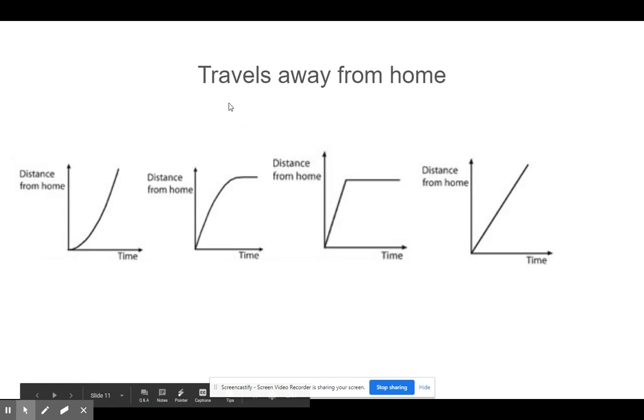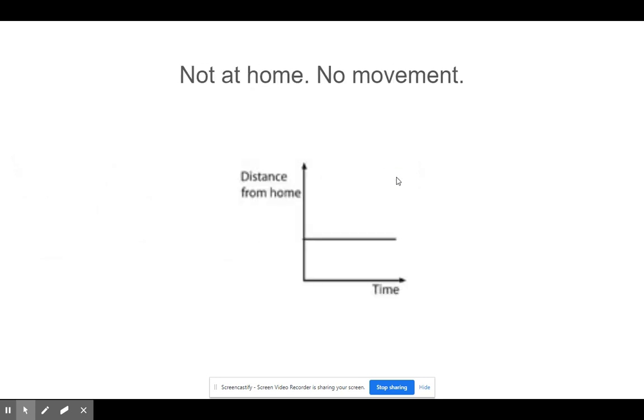These are examples of traveling away from home. So they started at home, and they're traveling as time goes on. They're traveling away. The distance is getting greater. Same thing here. So this one, they started off kind of slow, and then they got faster. This one, they started off pretty fast, and then they started to slow down. This one, they were going at a constant speed, and then they just stopped. They're staying at that same distant location over time.